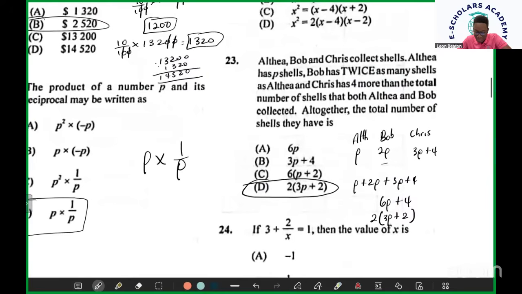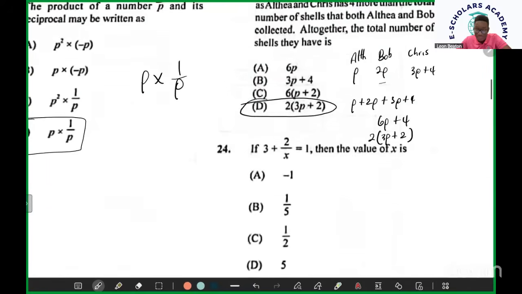Let me check back my answer because I could be wrong. So Altia got P shells. Bob has twice as many shells as Altia, so 2P, and Chris has 4 more than the total shells of both of them. So 3P plus 4. P plus, so we get 6P plus 4. Nah man, all right.